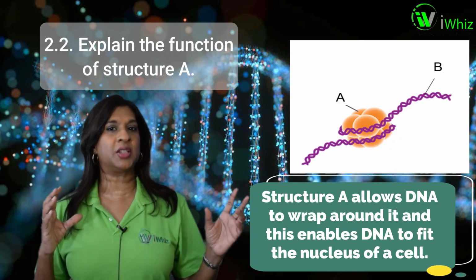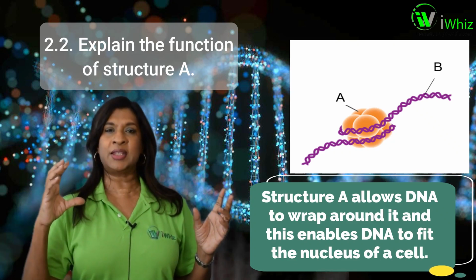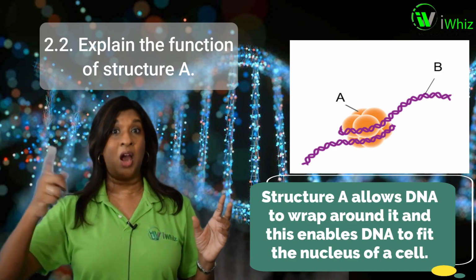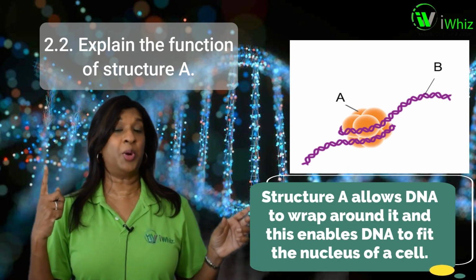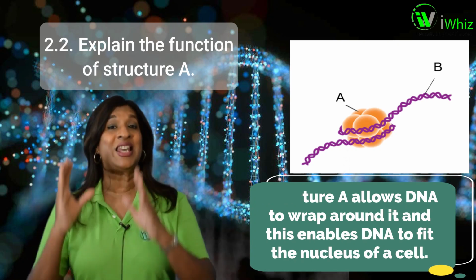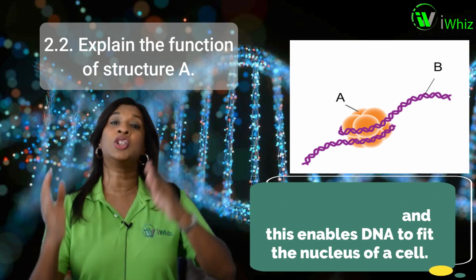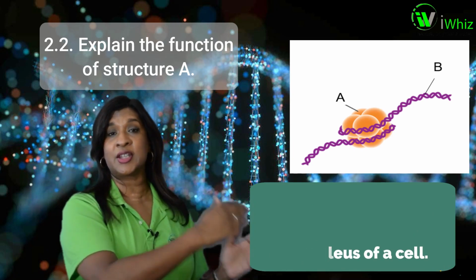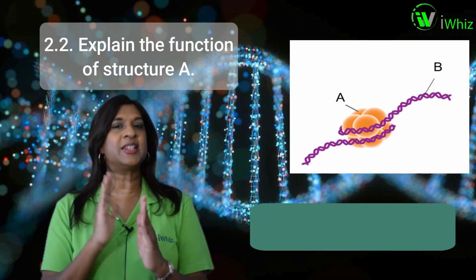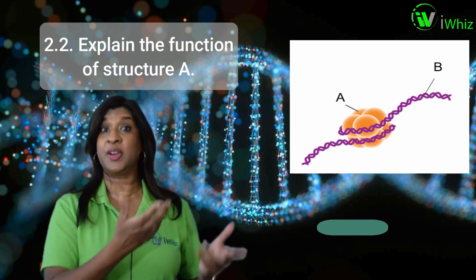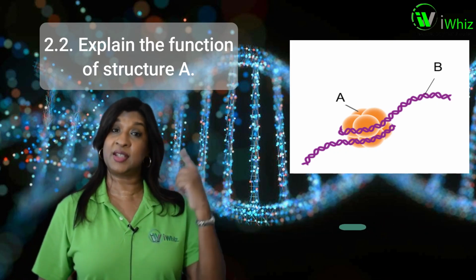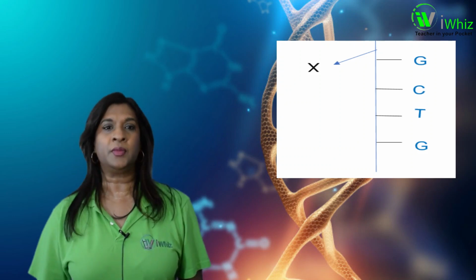So there are 2 parts to that answer. One is structure A allows DNA to wrap around it. And the second part of your answer is this enables the DNA to fit into the nucleus of a cell. Right, so that's explanation. We're stating why, you're giving a reason for whatever you stated at your first point.